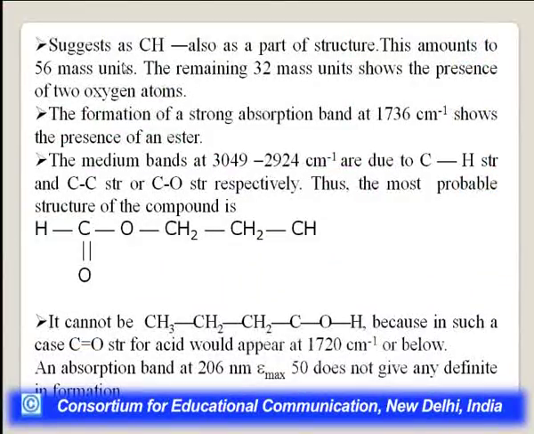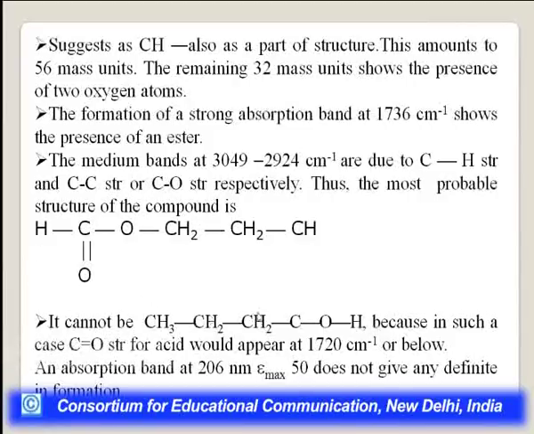This amount leads to the 56 mass unit out of 88. The remaining 32 mass unit shows the presence of 2 oxygen atoms. The formation of a strong absorption band at this value from the IR spectra shows the presence of an ester. The medium bands at these values are due to the carbon-hydrogen stretching, carbon-carbon stretching, or we can say carbon-oxygen stretching respectively. Thus, the most probable structure of the compound is like this.